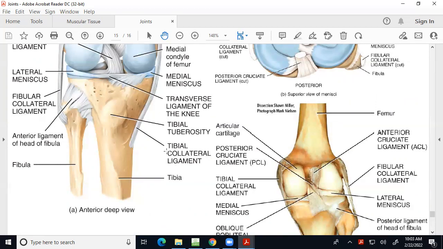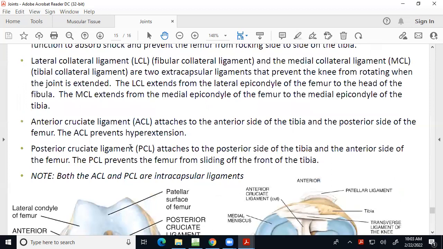Okay. So the LCL is on the lateral side. It connects the femur to the fibula. On the medial side, connecting the femur to the tibia is the MCL, or tibial collateral. So tibial collateral is the MCL, fibular collateral is the LCL. Those are extracapsular. Those prevent the knee from kind of just buckling in or out, okay?